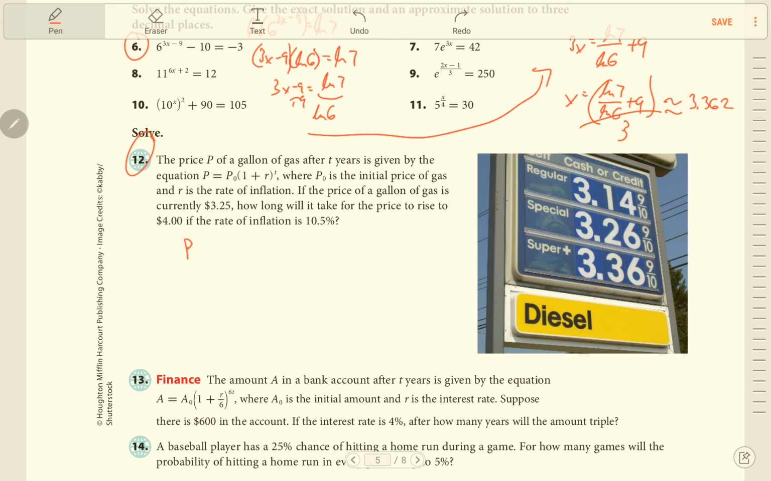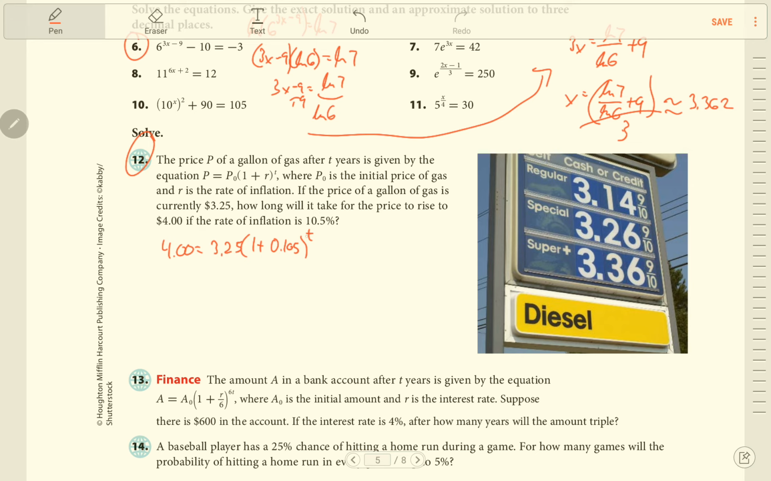So, price equals current price, 3.25. We know what the future price is going to be. We want to know when it's equal to $4, so I'll put the 4 right there. Times 1 plus R. R is the inflation rate as a decimal though, so 10.5% is going to be 0.105, and then to the T. Well, that's what we're solving for. We want to know how long it's going to take. And so we just solve here.